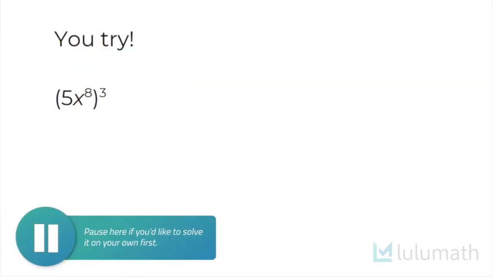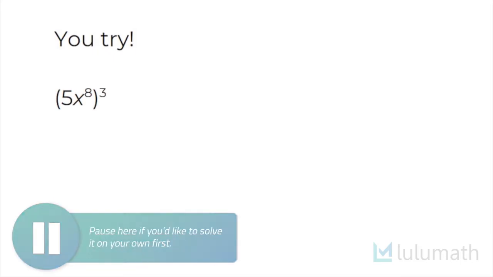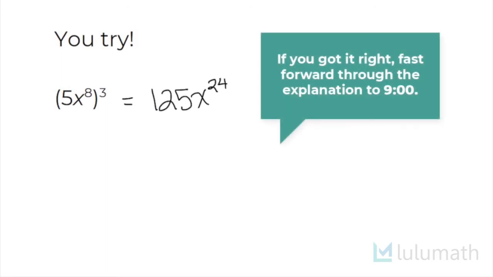So based on that, I would like you to try this next one: 5x to the power of 8, all raised to the power of 3. Pause, try it on your own, come and see how you did. So you should end up getting 125x to the power of 24. If you got that right, please skip forward through this explanation.